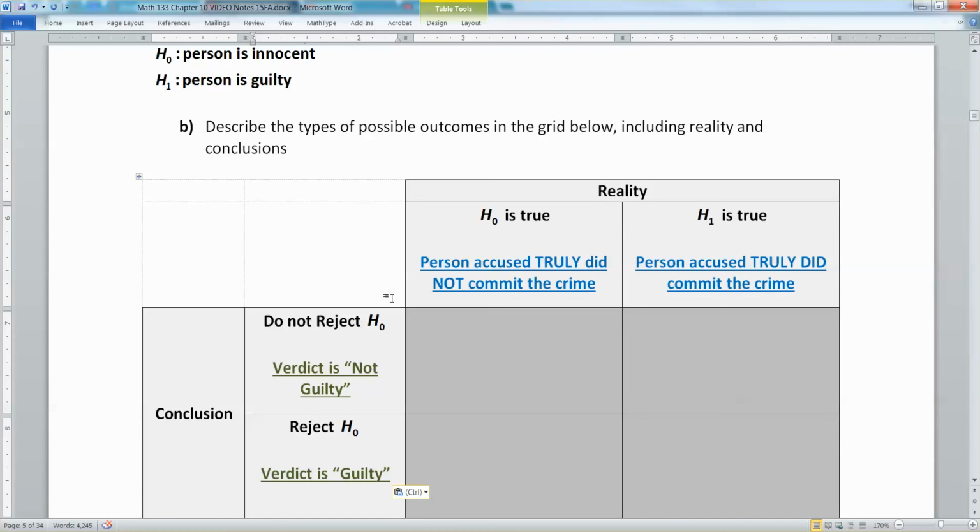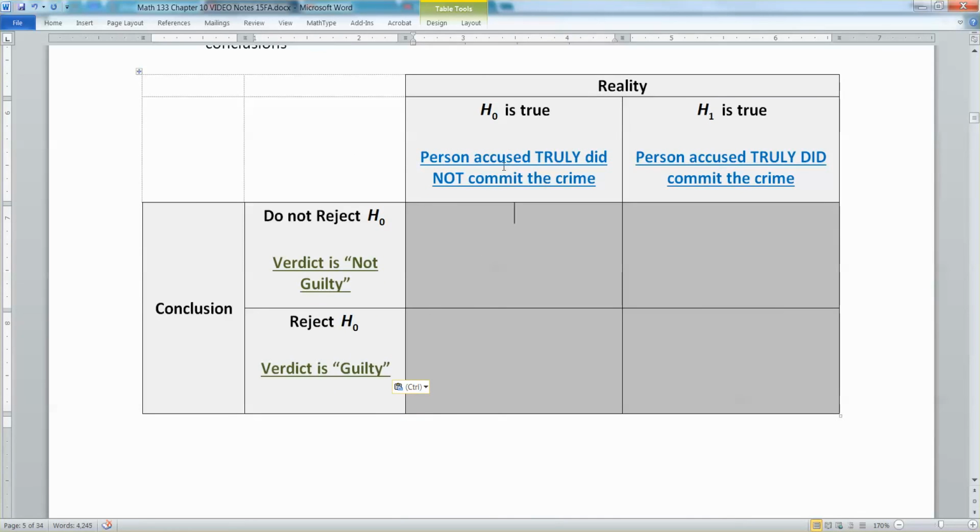Okay, so let's look here. What are the four possibilities? So in the top left corner, the person truly did not commit the crime. They are actually innocent.